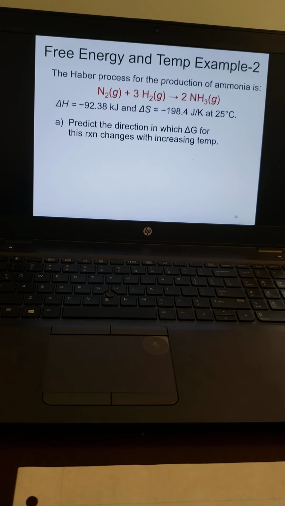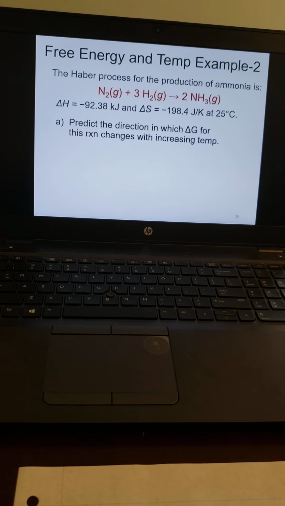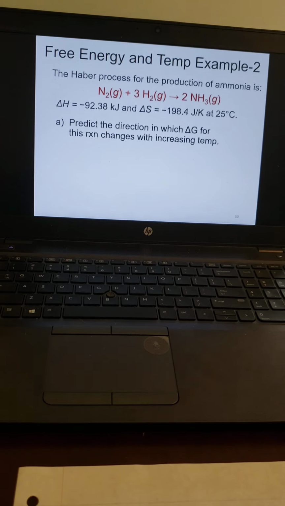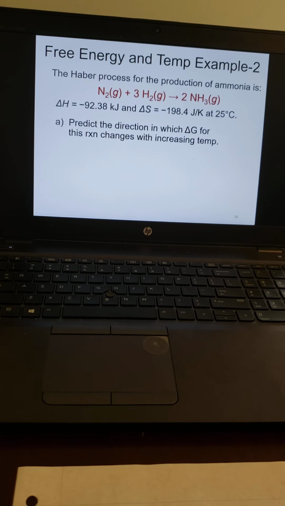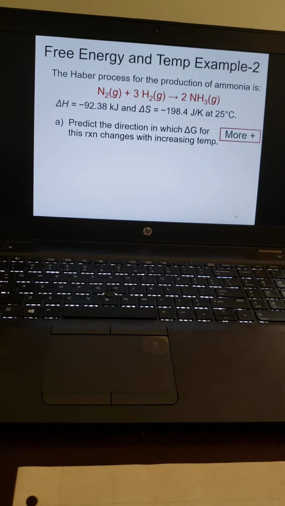Okay? So at low temperatures, delta H wins, right? When you have the same signs. So at low temperatures, this is going to be spontaneous because delta H says so, right? But as you crank up that temperature, what's going to happen? Delta S is going to start winning, which means that negative delta G is going to start getting more positive, right?